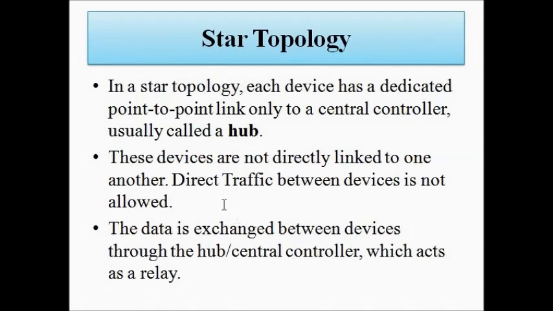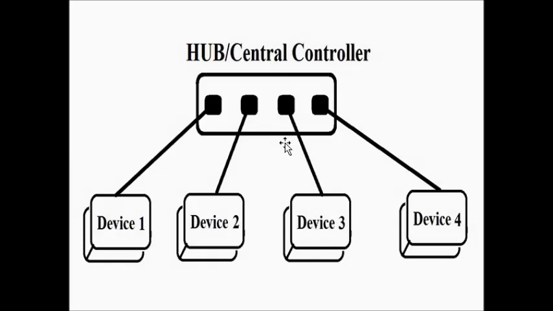So this is how a star topology works. As I said, data is exchanged between devices through the central controller or hub, which acts as a relay. So the key points: the devices are connected to each other with the help of a central controller or hub. Each device has a dedicated point to point link which connects it to the central hub, and the data is exchanged between devices through the central controller or hub, which acts as a relay.